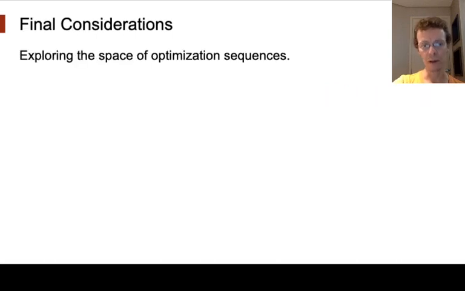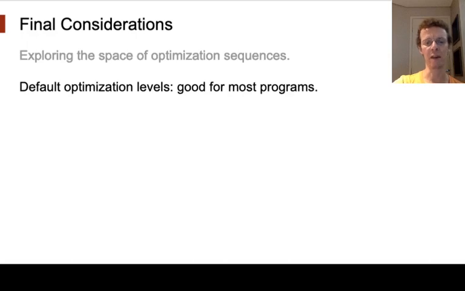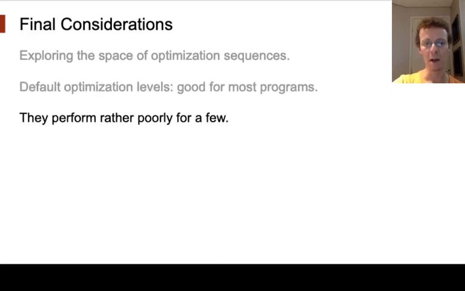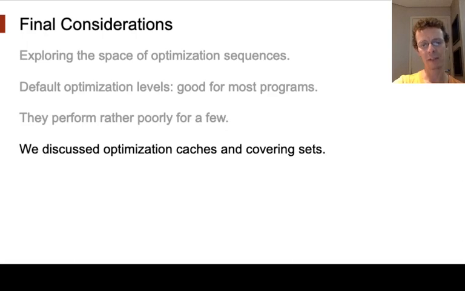To conclude, in this paper, we have explored the optimization space of LLVM 10.0, guided by code size as the objective function. Among the insights that we have acquired in this exercise, we mention the observation that the default optimization levels available in the compiler, -Os and -Oz, tend to be good for most programs. However, they perform rather poorly for a few. Throughout the paper, we have discussed three strategies to improve on these default levels, the optimization caches and the covering sets.